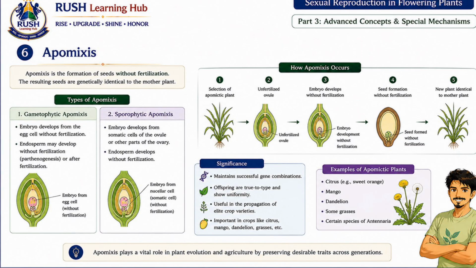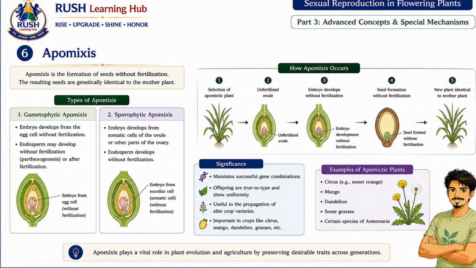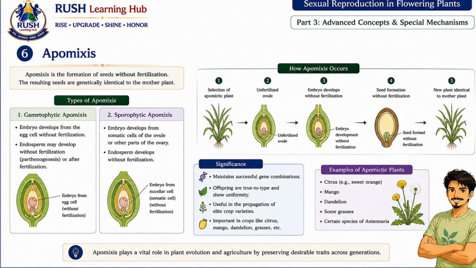In other cases, embryos may arise from somatic cells of the ovule, such as nucellar cells. These cells divide and develop into embryos without undergoing fertilization. Thus, apomixis allows plants to produce seeds while completely bypassing the process of fertilization.